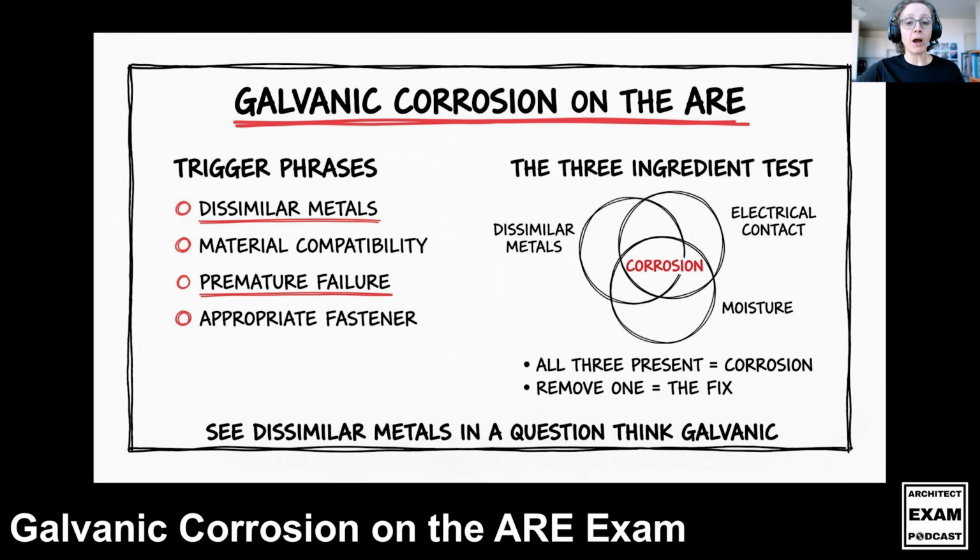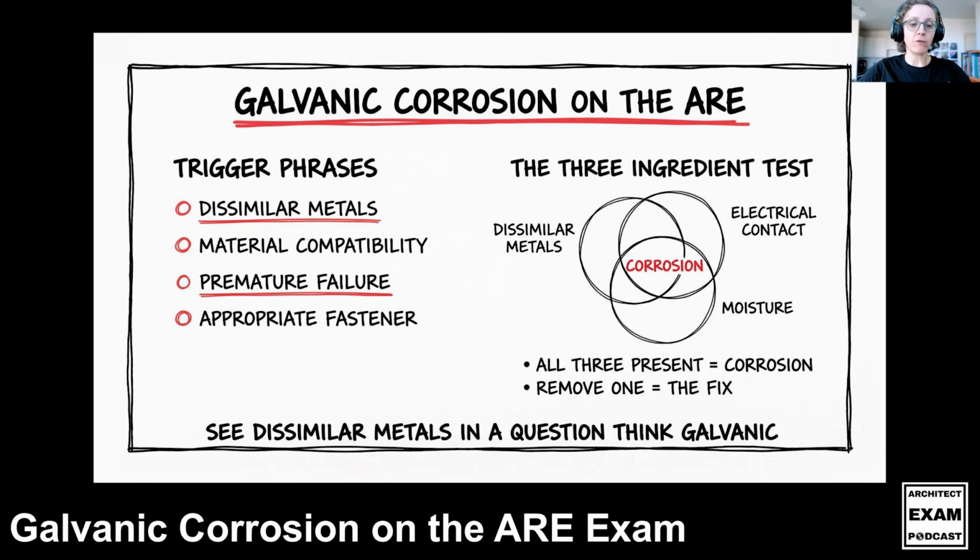All right, let's talk about how this shows up on the exam. Anytime you see dissimilar metals in a question, I want you to immediately think galvanic corrosion. That phrase is your trigger. The exam isn't going to ask you to recite the galvanic series from memory. What it will do is describe a scenario and ask you to identify the problem or choose the right material. Common question formats include material selection questions like which fastener is appropriate for this assembly, or problem questions like which condition would cause premature failure.